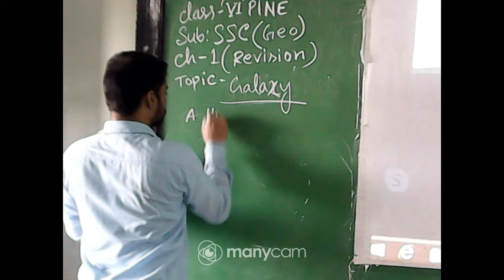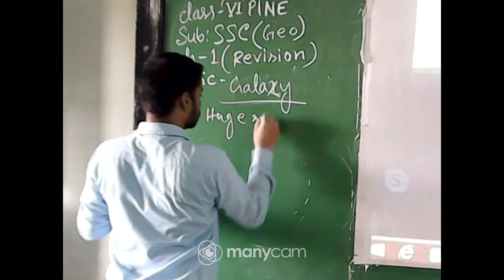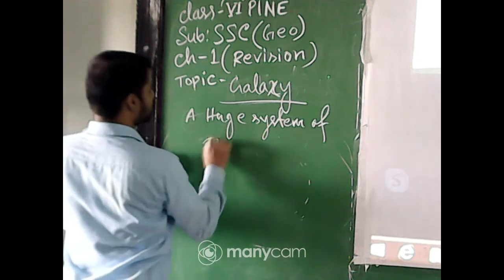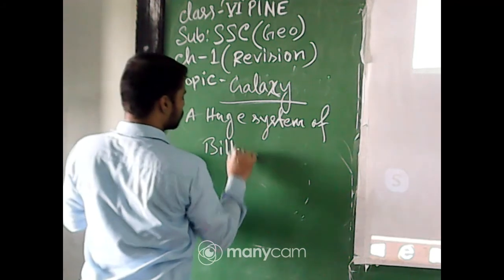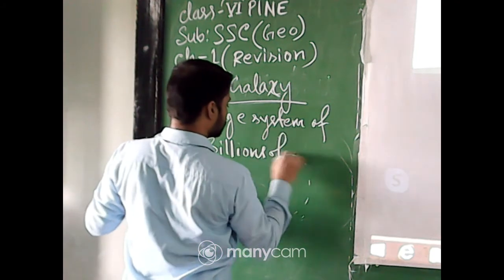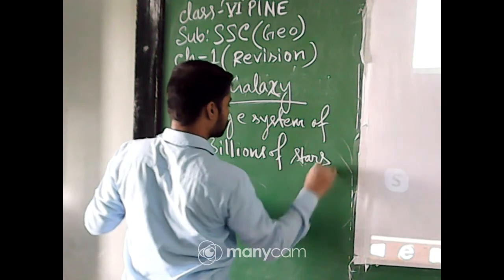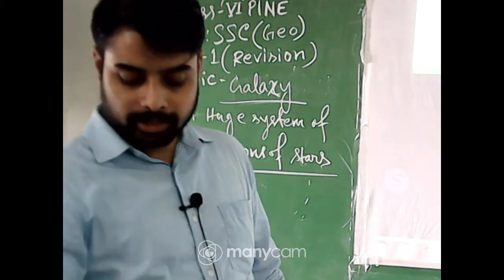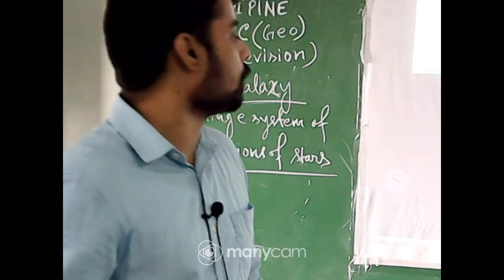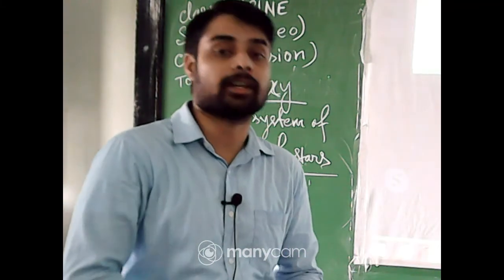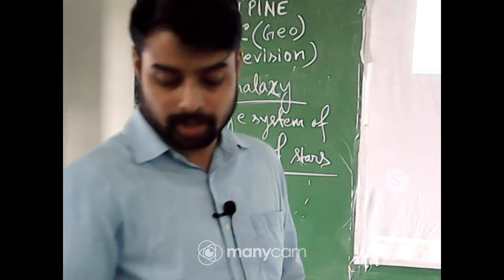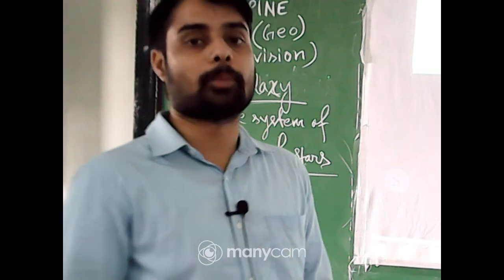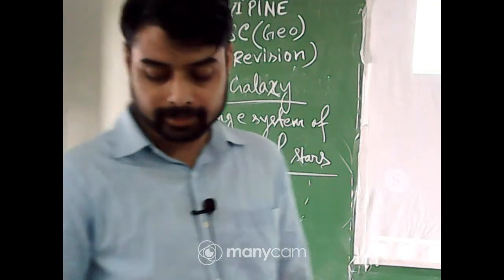A huge system of billions of stars. Okay. And our sun is also a part of a galaxy, and the name of the galaxy is Akash Ganga or Milky Way. So, our sun is also a part of the Milky Way galaxy.